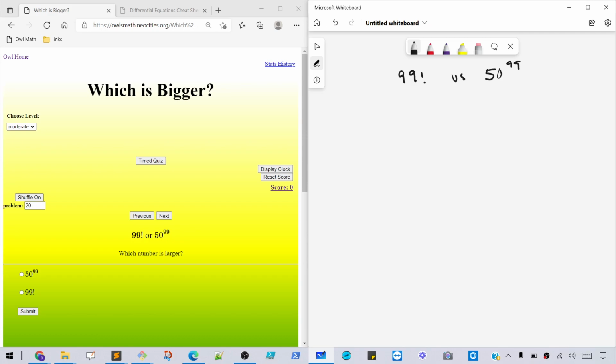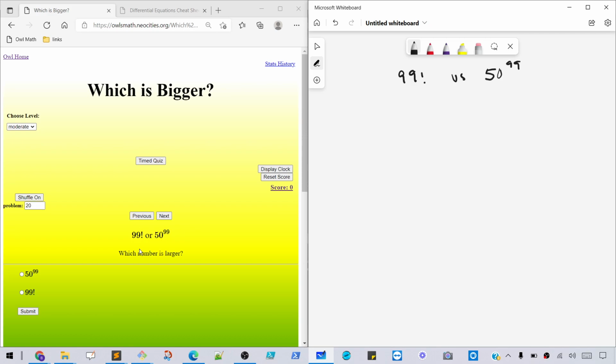We have 99 factorial versus 50 to the 99th power. This was a video by Michael Penn, I think it was a few months back, and there's a link in the quiz to that video as well. But let's try this. I thought this was a really interesting problem. I hadn't really thought of it like this, but it's not too hard actually, and it's a good one.